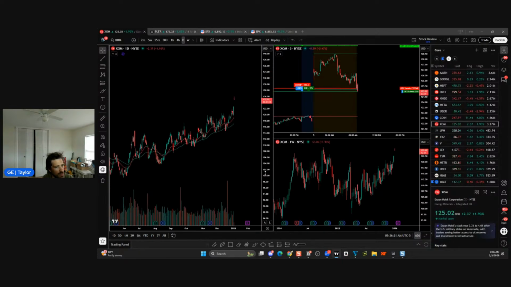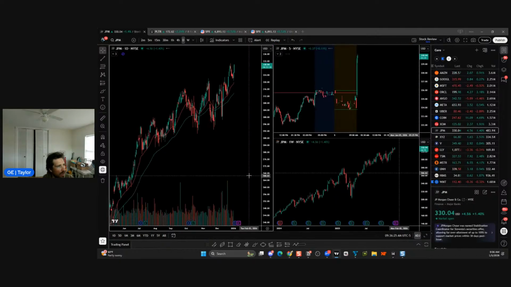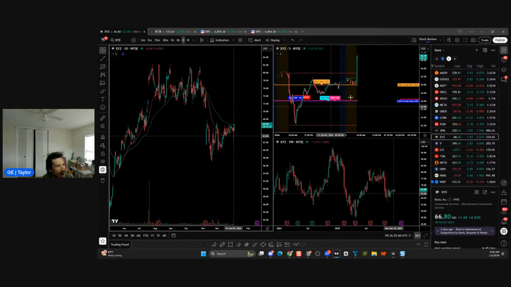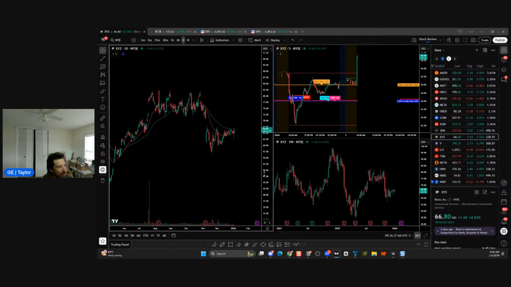XOM, wow, that's a big old move right there. JPM strong. Square holding P-Trans at the open, breaking above prior day high. So this looks like a relatively strong name, right? Kind of like the look of that.